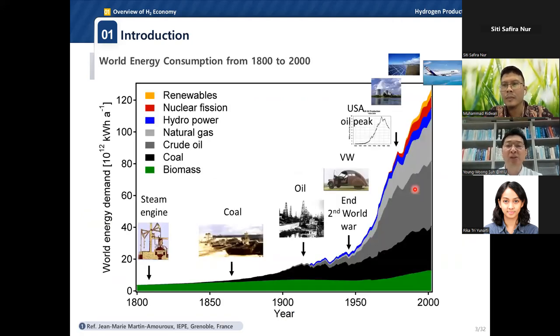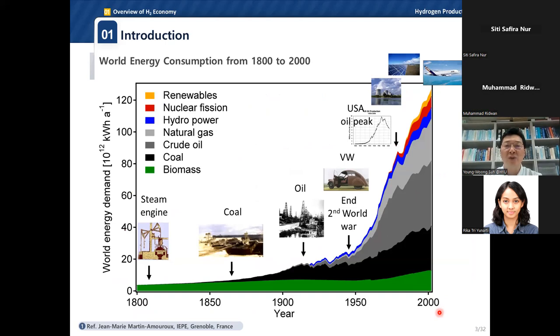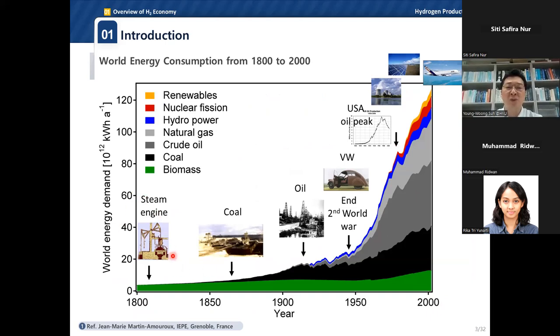This is also the historical road map from the 18th century to the year 2000. Probably the steam engine over here and the coal side over here, and oil was found in the middle of the 19th century in the US. That is the primary source after then. And after US oil peaked, we got a number of nuclear plants and also solar cells and every renewable energy resource to be discovered.